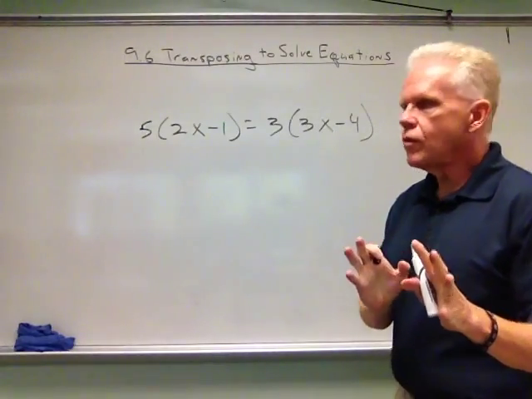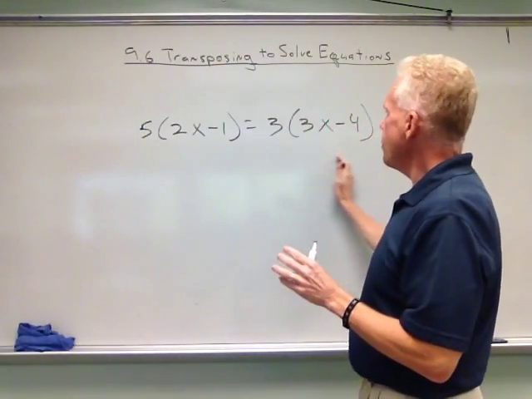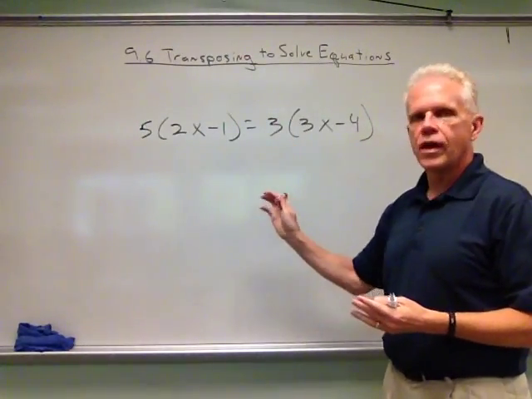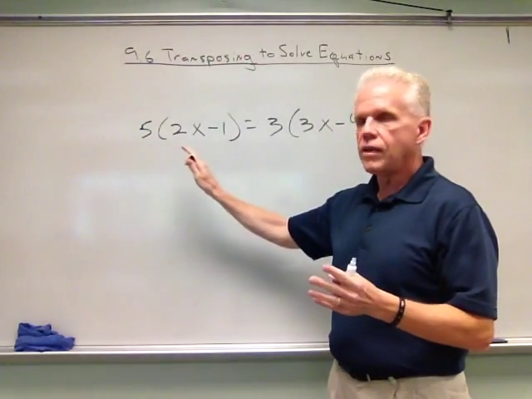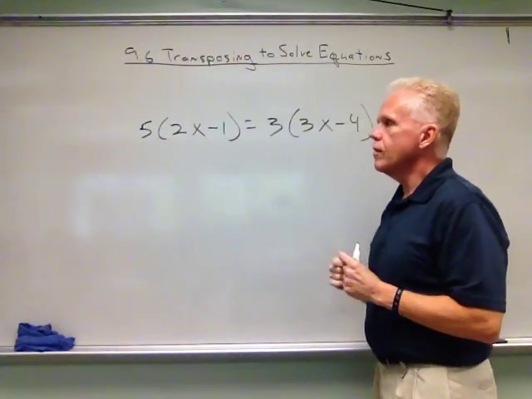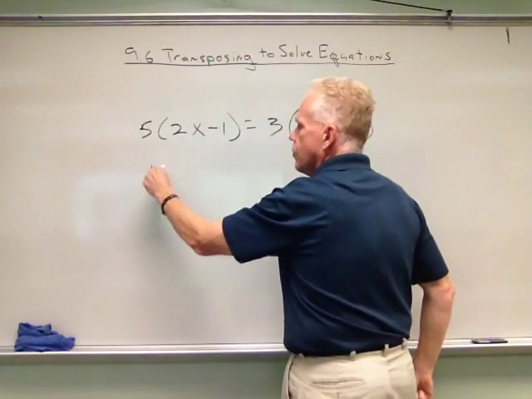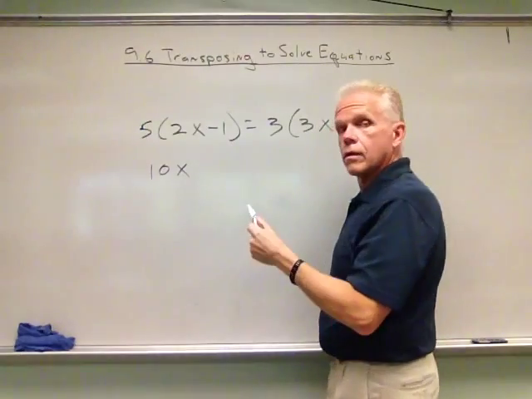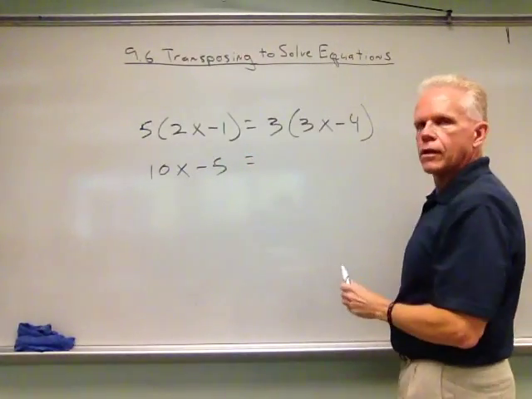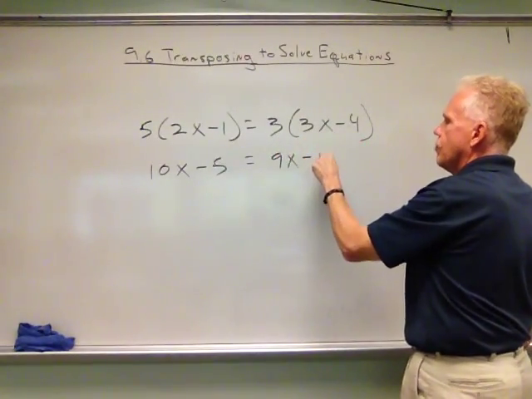What we really need to do with this equation is simplify the expressions on each side of the equal separately before we try to do any transposing. We always want to simplify each side of the equation before we start transposing. We'll get into that in more detail later. But we want to start this one by simplifying this expression. 5 times 2x, as we distribute, is 10x, and 5 times negative 1 is negative 5. And over here on this other side, 3 times 3x is 9x, and 3 times negative 4 would be negative 12.